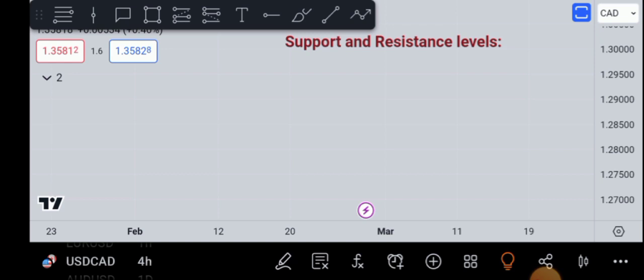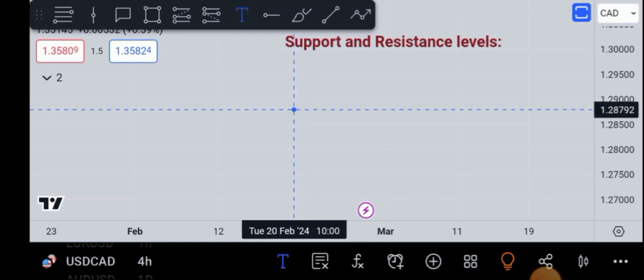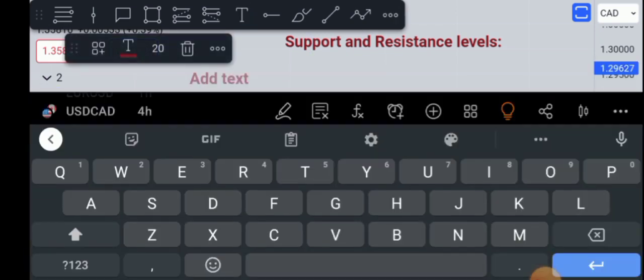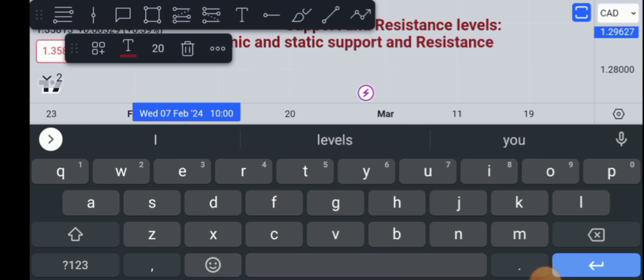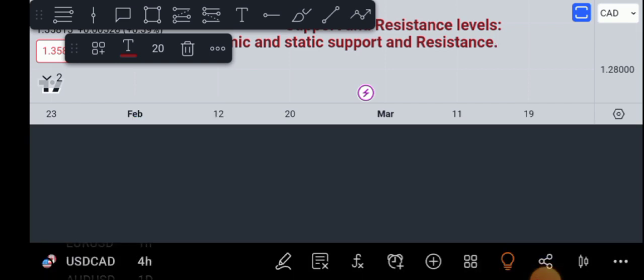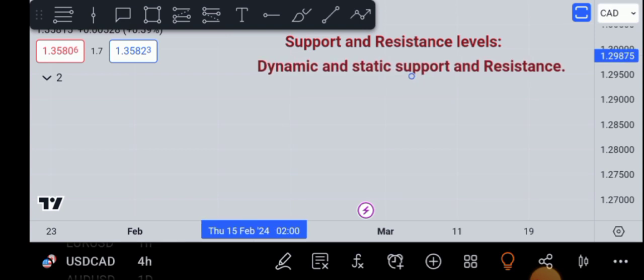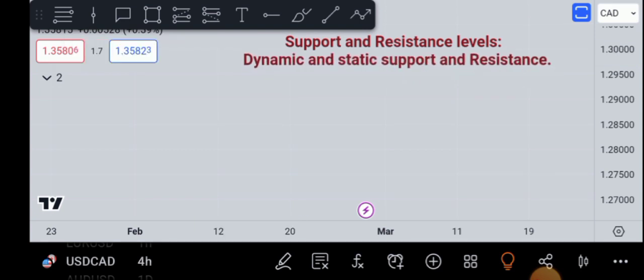We have dynamic support and static support. I would like you to note that. Let me write that somewhere here. We have dynamic and static support and resistance. These are the two types of support and resistance, and I will explain that.